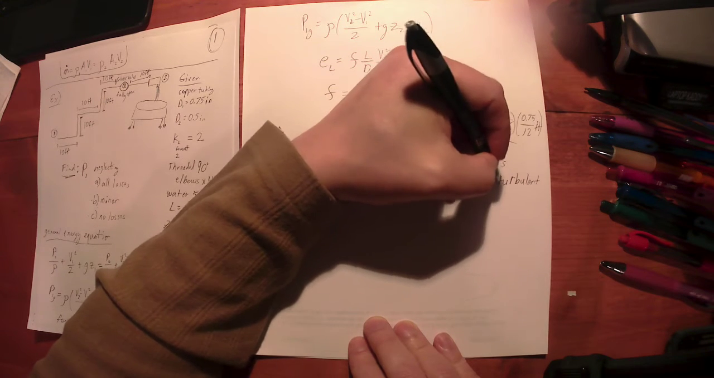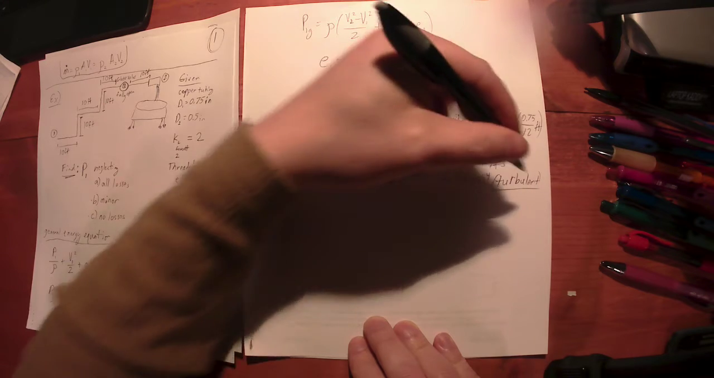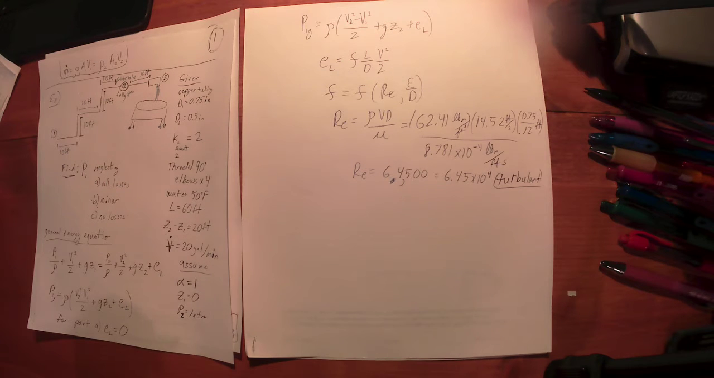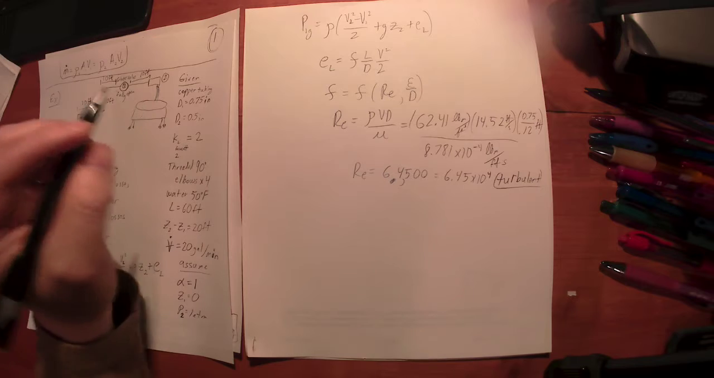What was the transition value we talked about? Anybody? About 4,000, right? Anything over 2,300 we'll assume turbulent, and anything over 4,000, we're almost guaranteed to be turbulent. This is turbulent. This is 64,000. Very, very turbulent flow. Okay.